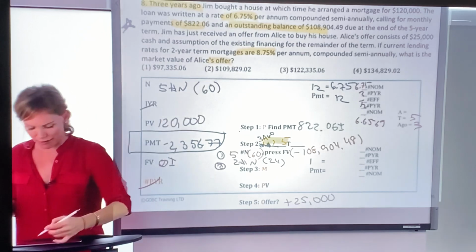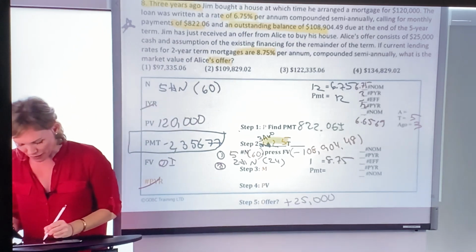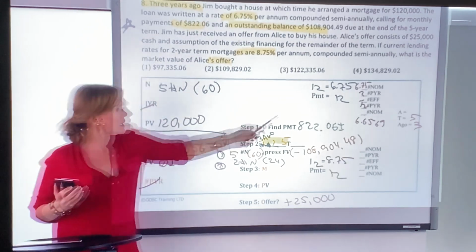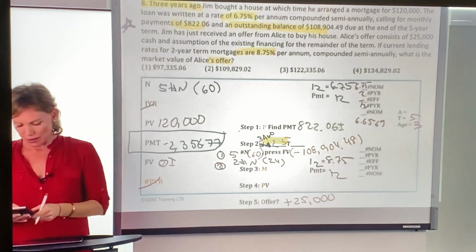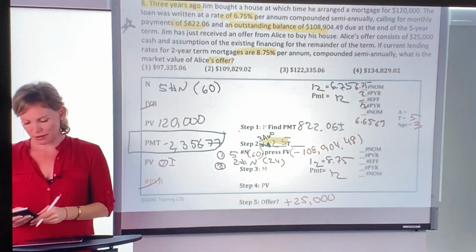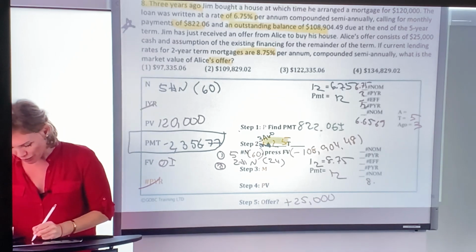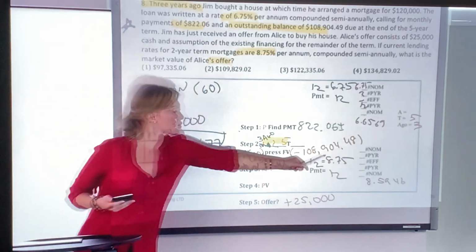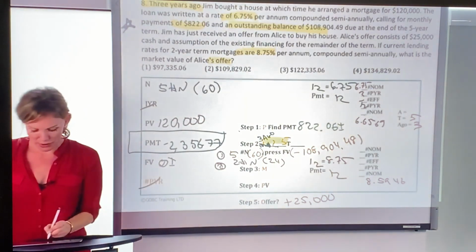Here we have 8.75 that's given to you. So 8.75 compounded semi-annually. Payments are still monthly because they're not going to change. So let's do the second pattern. 8.75 shift norm, 2 shift PYR shift effective, 12 shift PYR shift norm. It should come up with 8.5946. Okay, nice and close, not too far. So you've done the pattern. That's your step number 3.